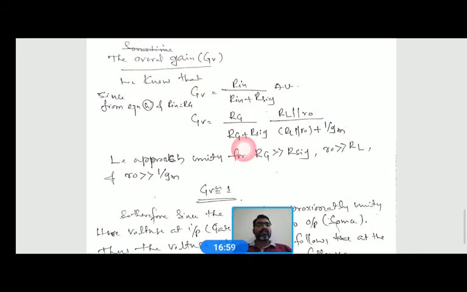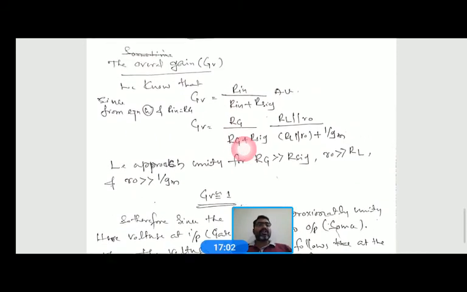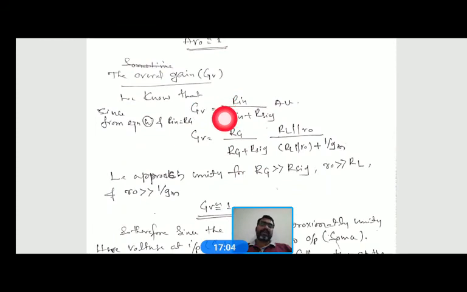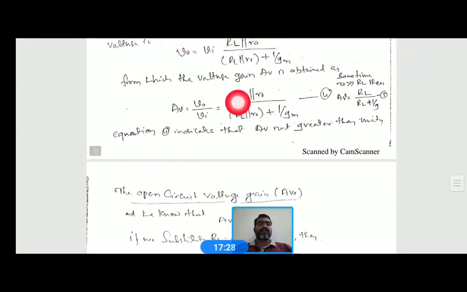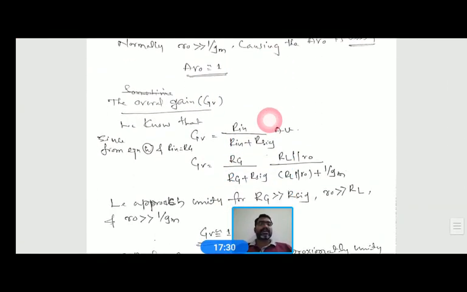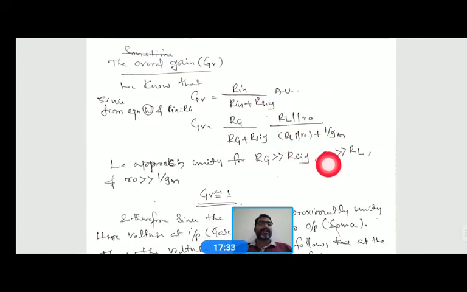Further, if you go through the overall gain, we already discussed this relationship: GV is equal to Rin divided by Rin plus R signal, into AV, right? Since from equation 1 we know that Rin is equal to Rg, we are replacing Rin here: Rg divided by Rg plus R signal. And AV from equation 4 is RL parallel R naught divided by RL parallel R naught plus 1 by gm.